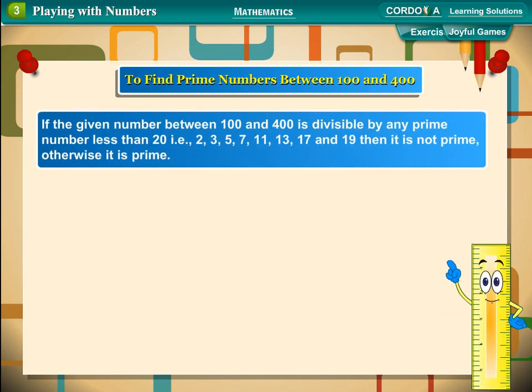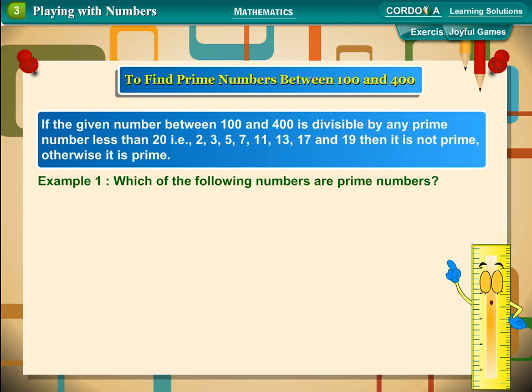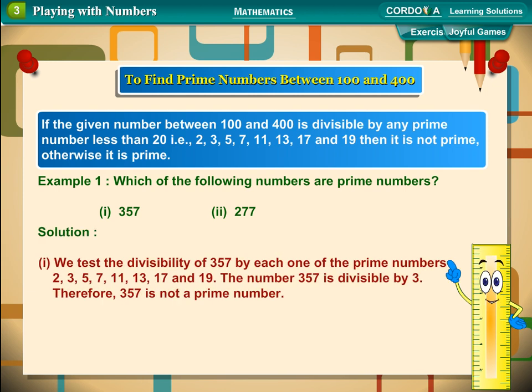If the given number between 100 and 400 is divisible by any prime number less than 20, that is 2, 3, 5, 7, 11, 13, 17 and 19, then it is not prime. Otherwise, it is prime. Example 1. Which of the following numbers are prime numbers? 357, 277. Solution.